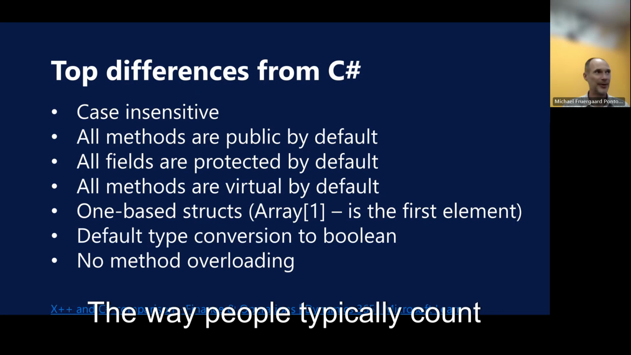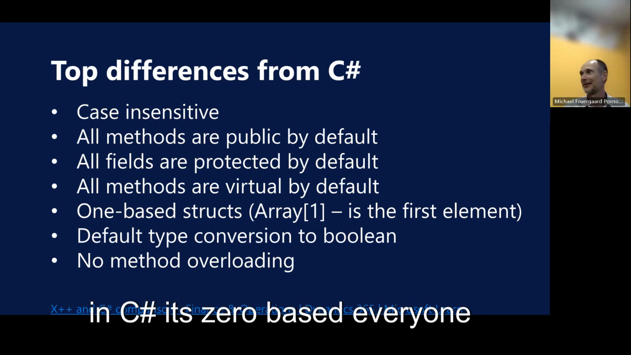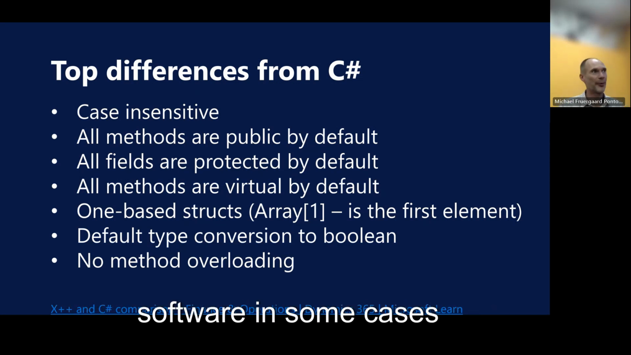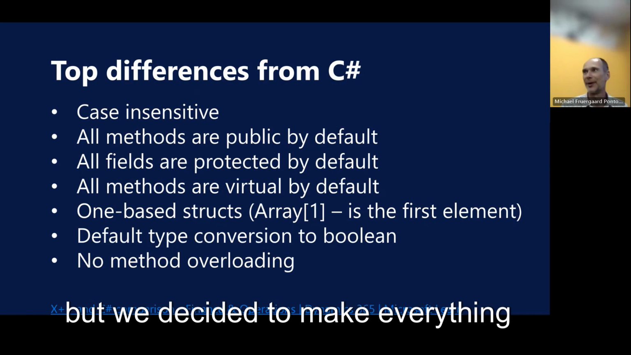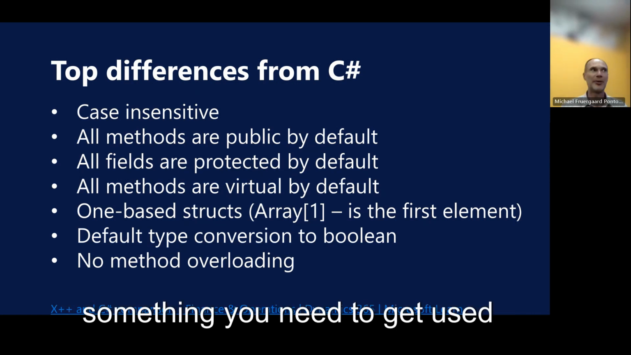The way people typically count is one-based: 1, 2, 3, right? In C#, it's zero-based. That somehow makes it easier to write software in some cases, but we decided to make everything one-based, so array 1 is the first element. Something you need to get used to.